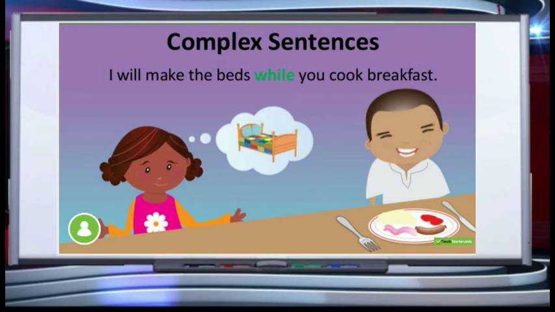Now let's take an example of a complex sentence. I will make beds while you cook breakfast. Now in this particular sentence, I will make the bed is the principal clause, while you cook breakfast is the subordinate clause that is joined with the main clause with the help of a subordinating conjunction.